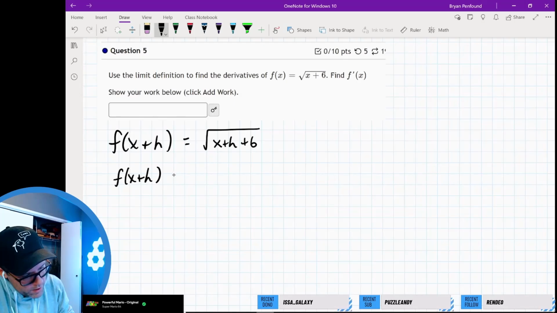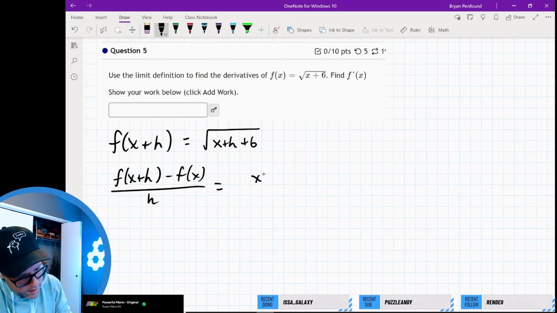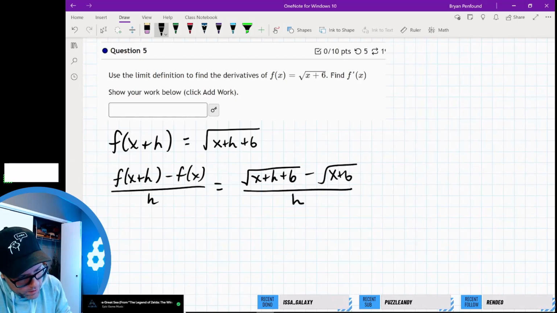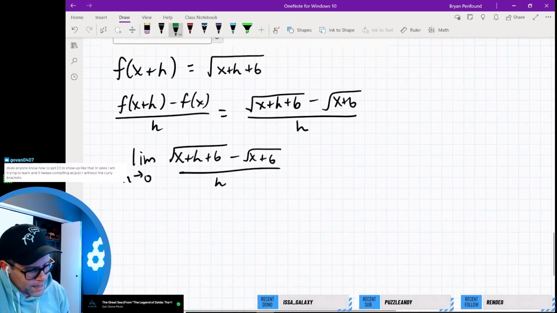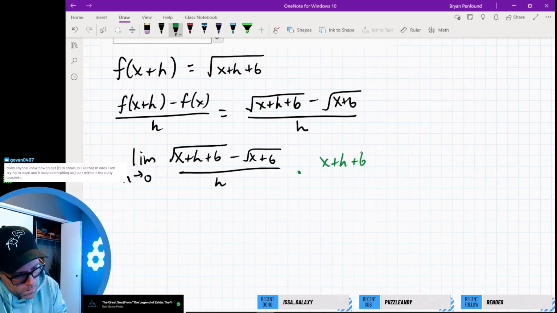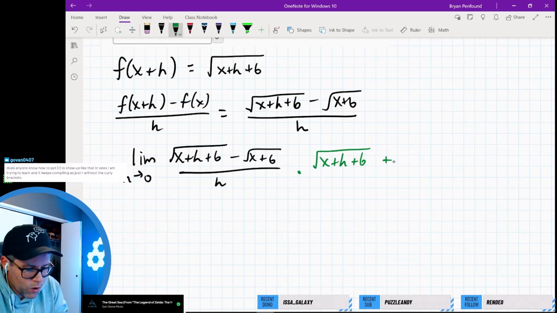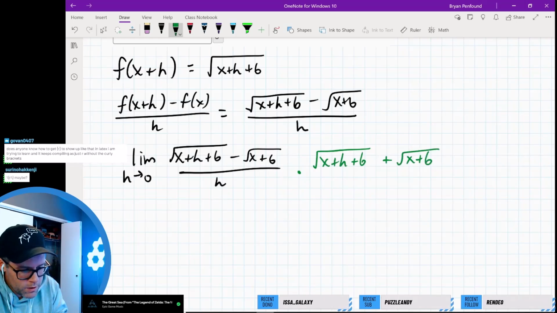So f at x plus h minus f of x over h. That's going to be the square root of x plus h plus 6 minus the square root of x plus 6, all over h. And then we're going to use a sneaky technique called rationalization. So we're going to multiply by this term in the numerator. We're going to change the minus sign to a plus sign in between them. And we're doing that for a very specific reason, to get difference of squares.